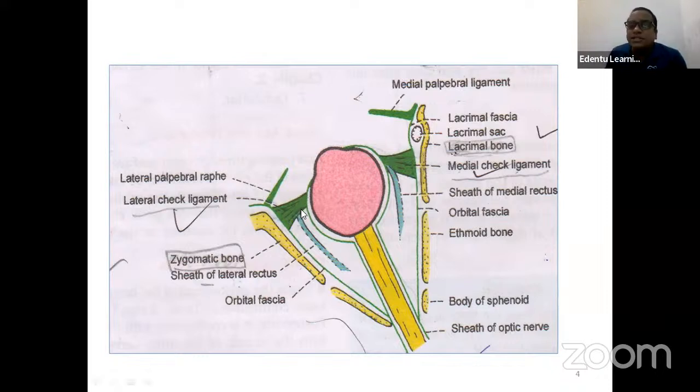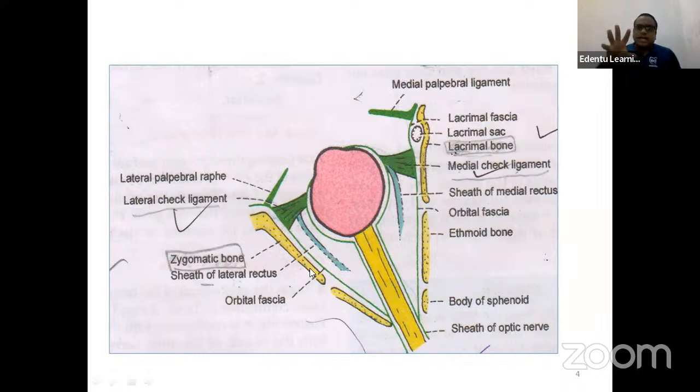And on the other side, that is called the lateral check ligament. On the lateral check ligament side, what is this bone here? This is called the zygomatic bone. So this yellow color structure is the zygomatic bone. So this is an eye. We have a protective covering called the optic sheath. On the medial side, the medial check ligament is connected to the lacrimal bone. And on the other side, the lateral check ligament is connected to the zygomatic bone. I hope it's very clear till here.